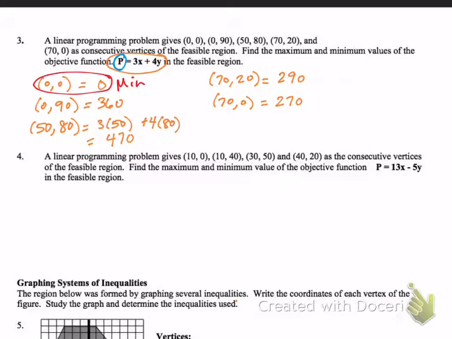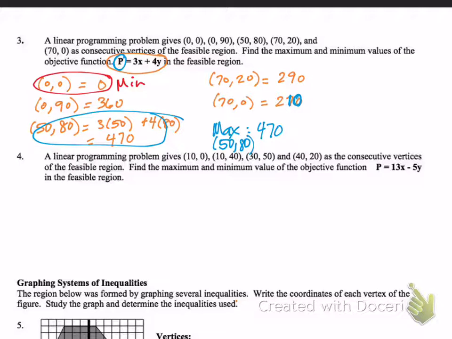Yes. And the last one is supposed to be 210. Oh, 210. Thank you. And so which ordered pair is going to maximize my profit or my objective function? 50, 80. So when x is 50 and y is 80, my max profit is 470. And that's at the ordered pair of 50, 80. So the question may say, what do my x and y values need to be? And then the question may also say, what is my max profit? So my max profit is 470, but that is when x equals 50 and y equals 80.